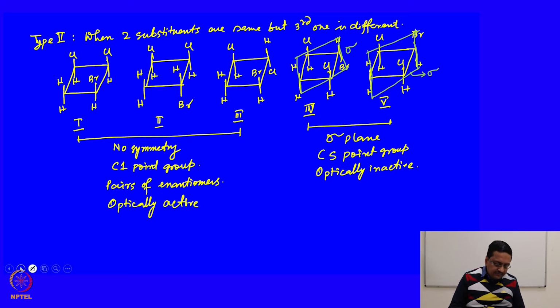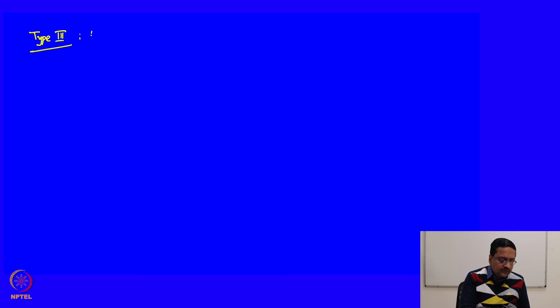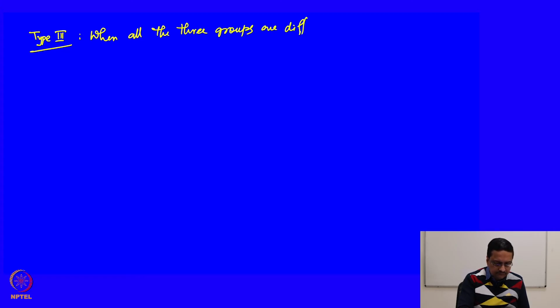The third type of these compounds are where all the 3 groups are different. So let us draw those isomers of the compound where all the 3 substituents are different.